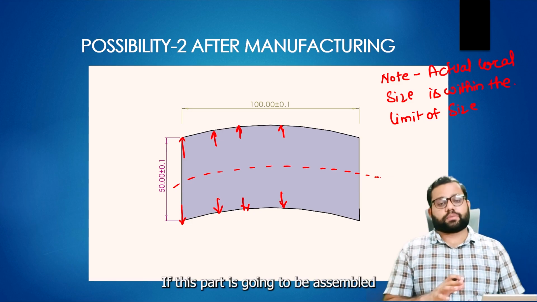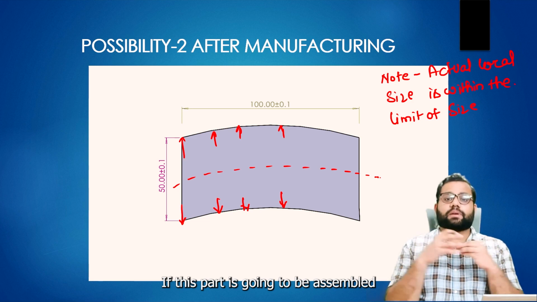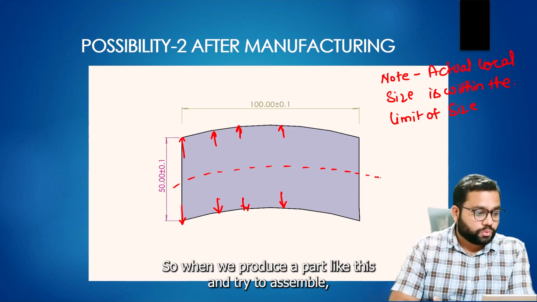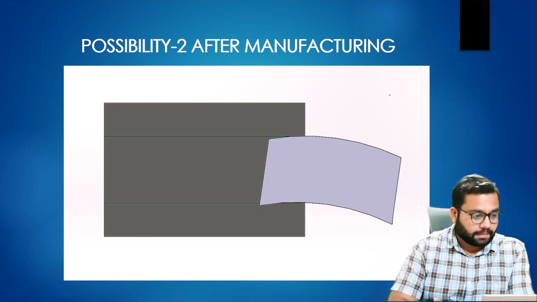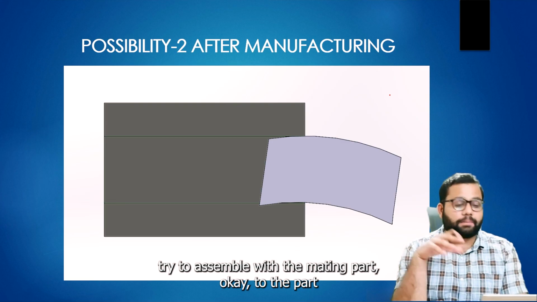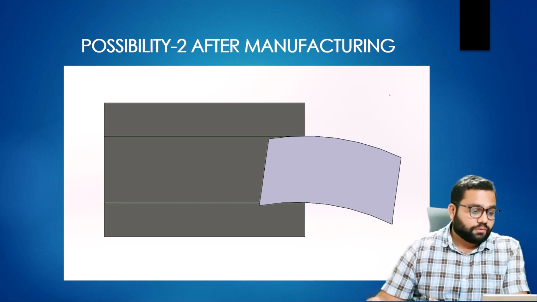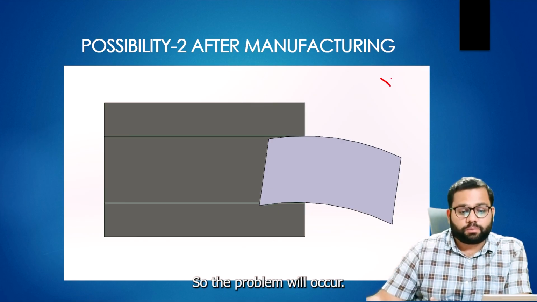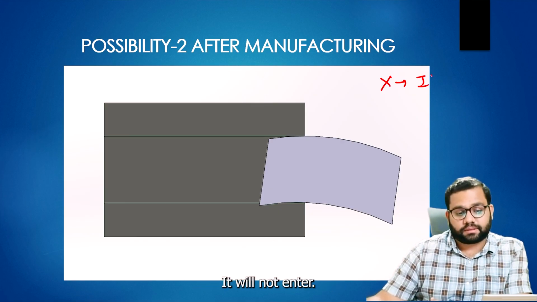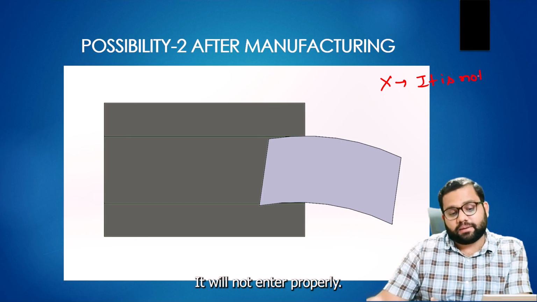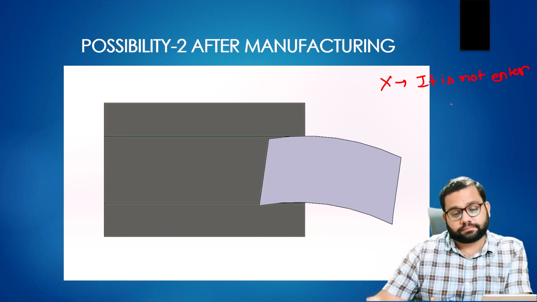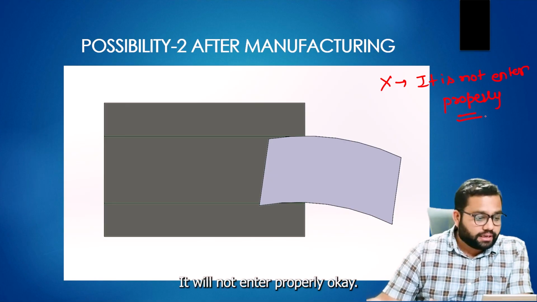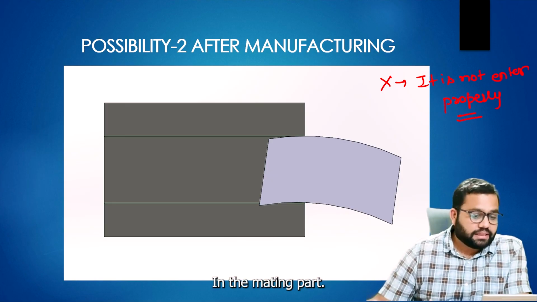If this part is going to be assembled with the mating part, what type of problem are we going to face? When we produce a part like this and try to assemble it with the mating part, even though the part is within the limit of size, it will not enter the mating part properly.